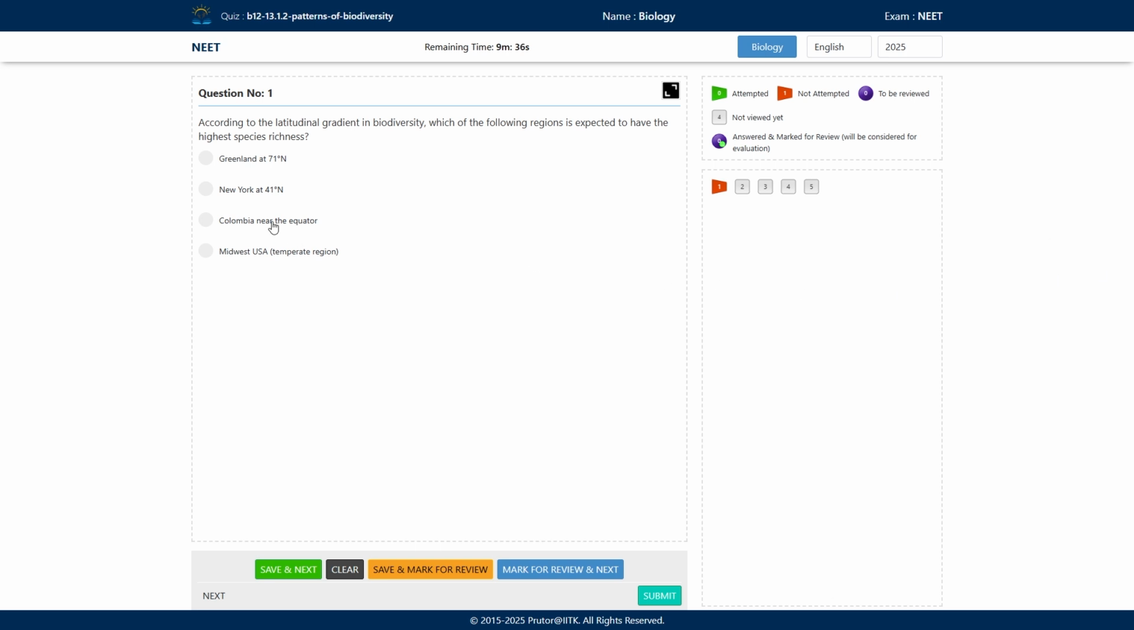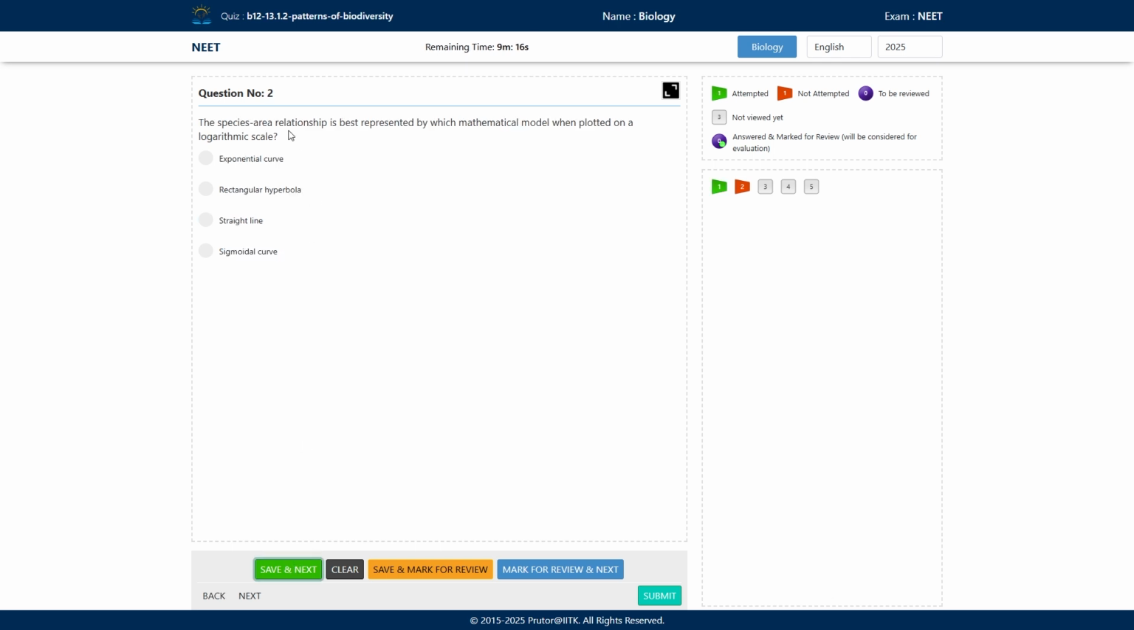Okay, the correct answer will be Colombia near the equator. So near the equator, you have low latitude. So here the biodiversity will be more. As you move from equator to poles, the biodiversity will decrease, the species richness will decrease.